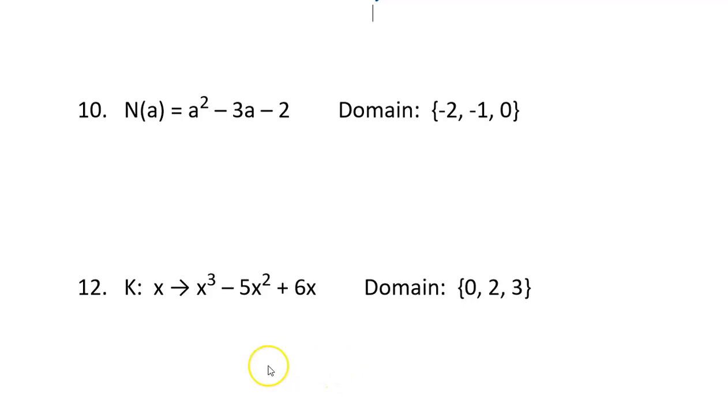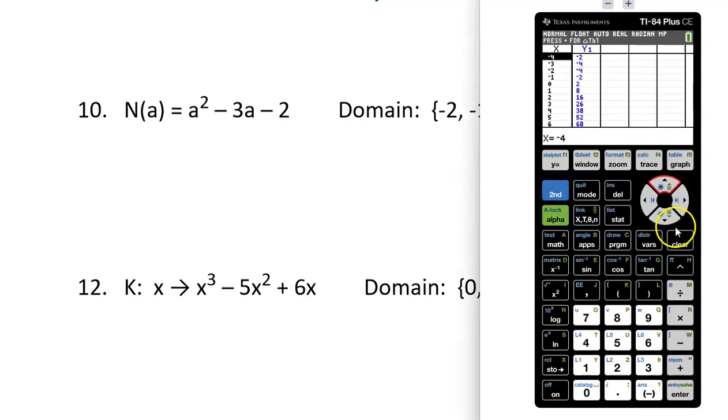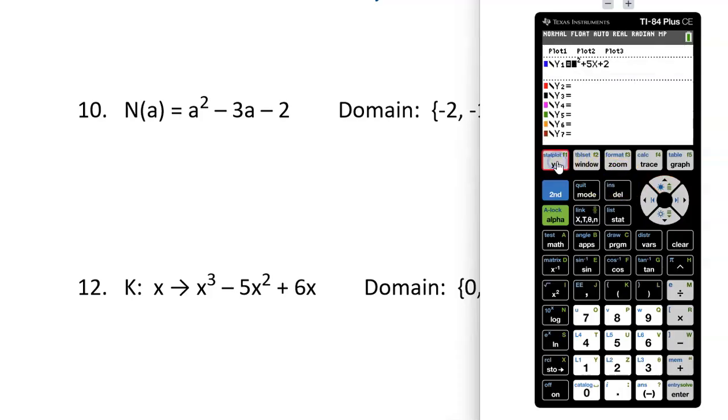Now number 10. We're going to use the calculator. On the calculator, we'll use the button called y equals, but just remember that that's function n equals. On the calculator, we're going to use the letter x as our input variable, but just remember that we really mean a.